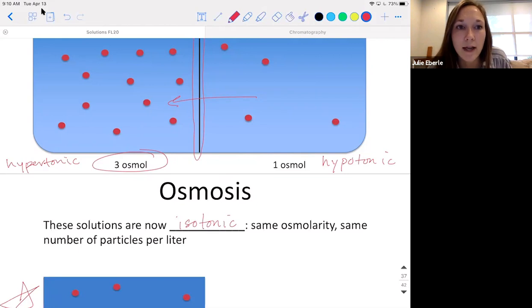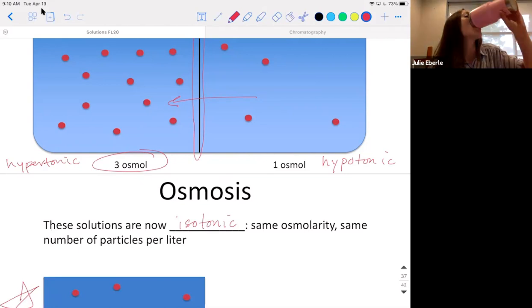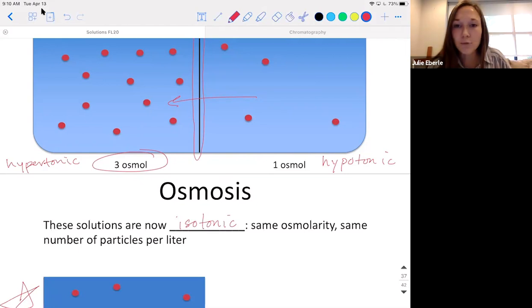You're describing solution A. Solution A has a lower osmolarity, 3 osmoles. Solution B has a higher osmolarity, 5 osmoles. So I want you to practice using these words.